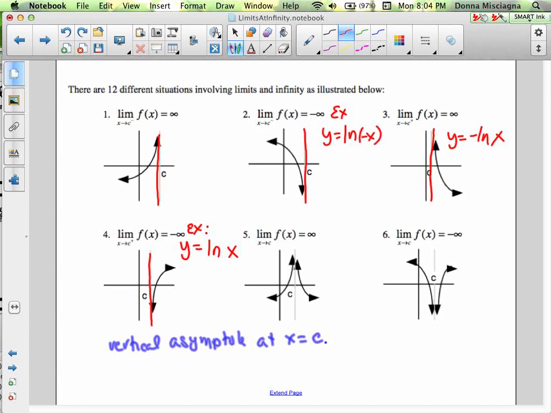So these are all just examples. They are not that particular graph, but these are examples of graphs that would have this shape. And this one here would be y equals negative natural log of negative x. It's been reflected twice. Right? And that would have that particular shape. So here are 4 examples, just with the natural log of x and how one little negative will change that shape. All right, so now we're approaching infinity or negative infinity from both sides of the two-sided limit.